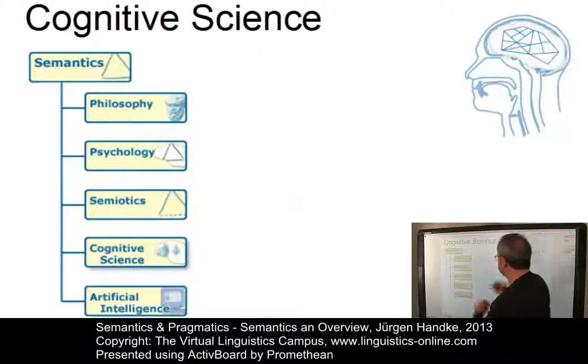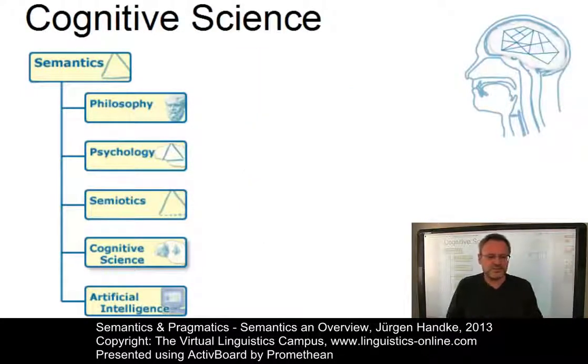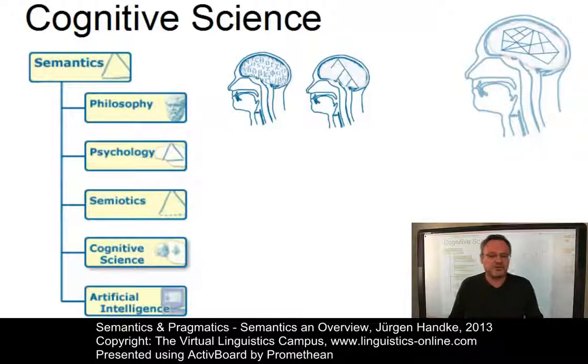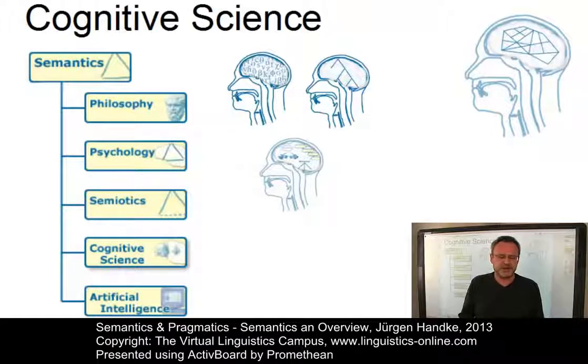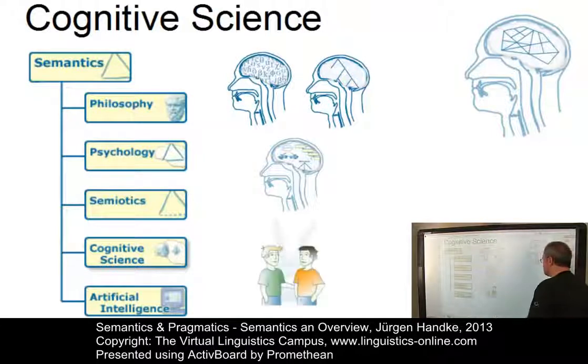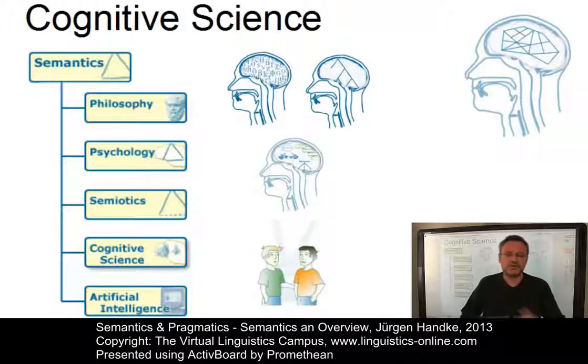Cognitive science, the next discipline I would like to mention, is an interdisciplinary approach bringing together what is known about the human mind from linguistics, psychology, computer science, and philosophy. It seeks to answer the following central questions. What sources of knowledge do humans utilize in speaking, hearing, and thinking? Or how is knowledge organized and represented in the human mind? And how is this knowledge put to use? And what cognitive processes underlie the application of this knowledge?